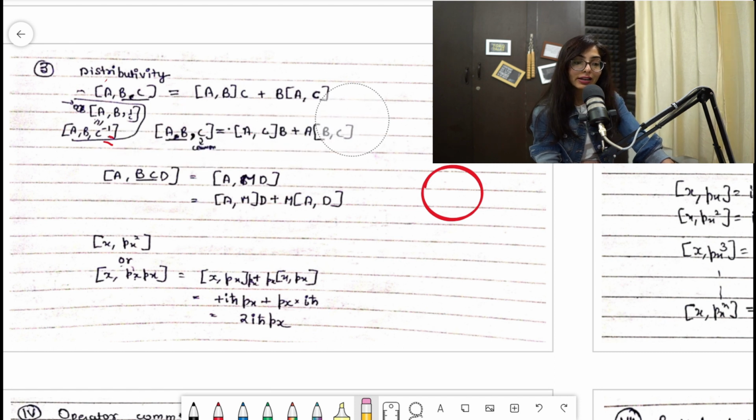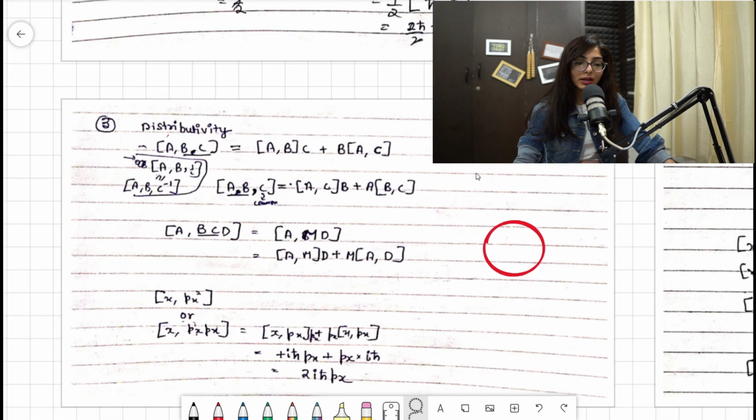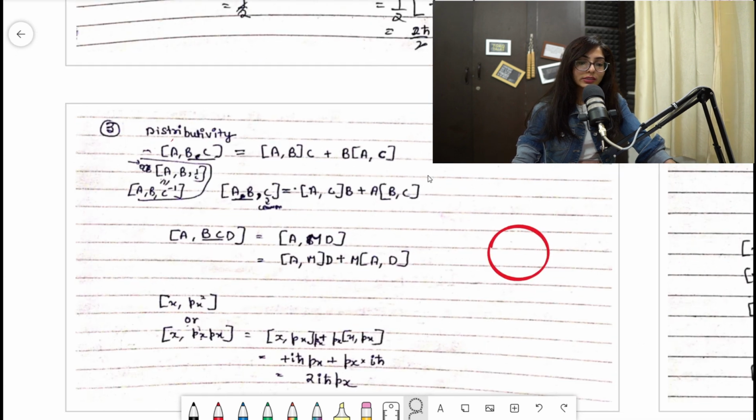If you read again and again, these things will be very easy for you and you won't even take time to understand them. I hope that is clear to you guys.